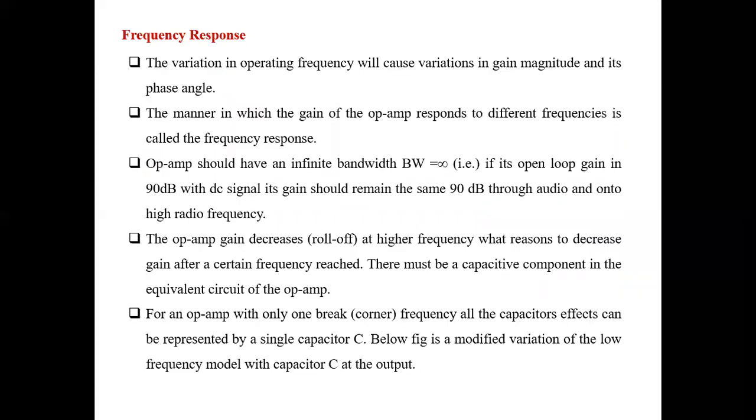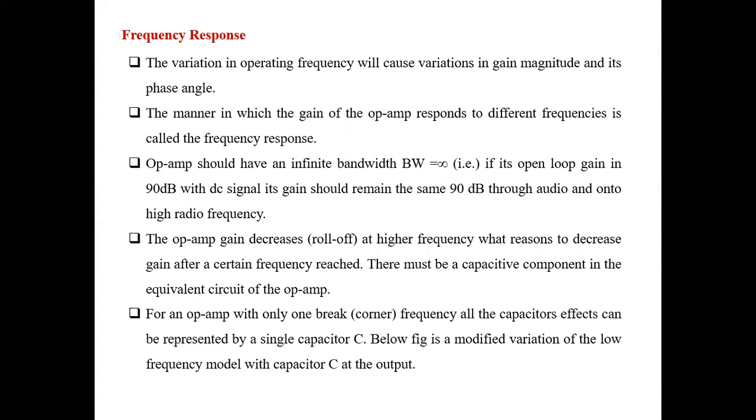Now we are going to see the AC characteristics of the operational amplifier. One is frequency response, another one is circuit stability. Frequency response: variations in operating frequency will cause variations in gain magnitude and its phase angle. The manner in which the gain of the op-amp responds to different frequencies is called the frequency response.